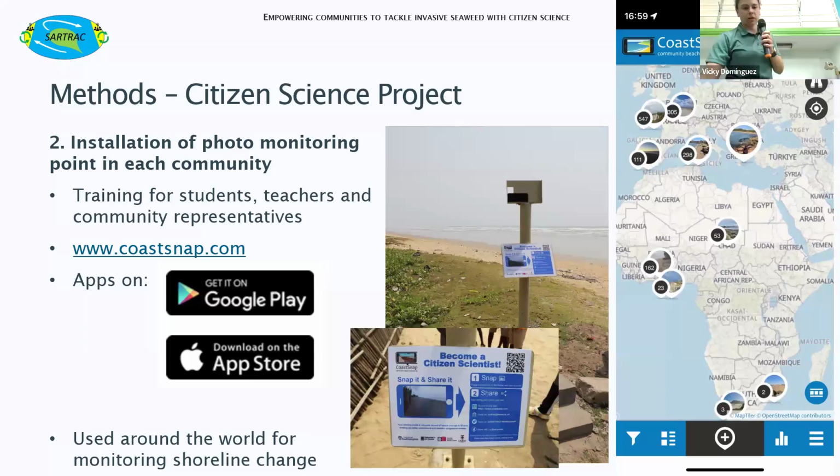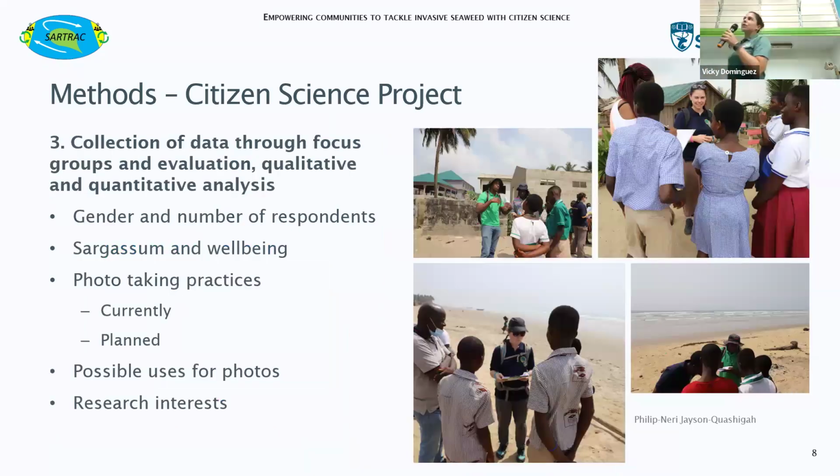So there we go. We installed the points, we developed that material with the teachers, and then we went out as well to talk with the people, to talk with the kids, to see if we could understand the perception that they have about the seaweed.